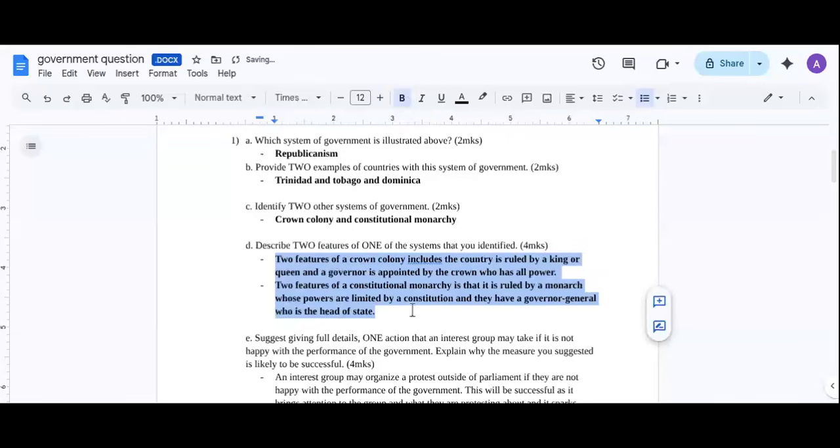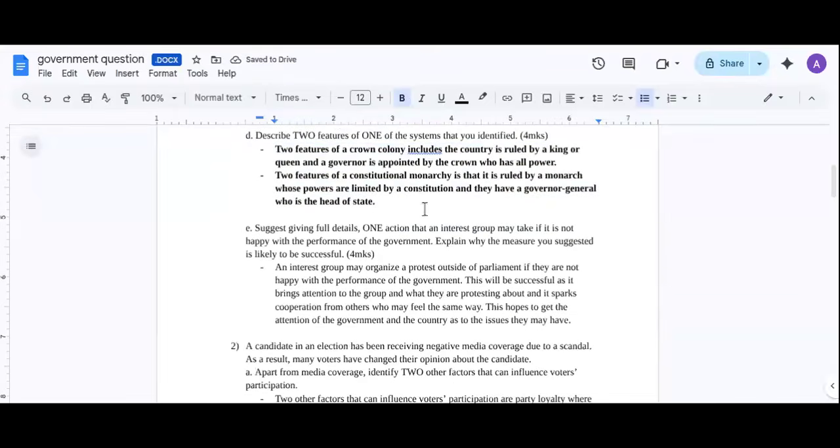So 2 features of the crown colony includes the country is ruled by a king or queen and a governor is appointed by the crown who has all power. So that's the two features of a crown colony. It is still ruled by a king or queen, and they are the ones who appoint a governor to run the country and to look after its affairs.